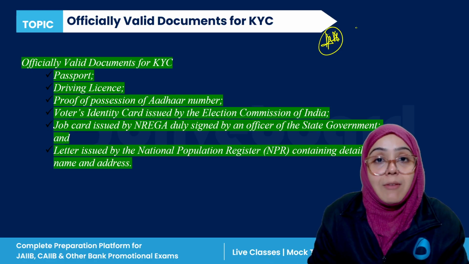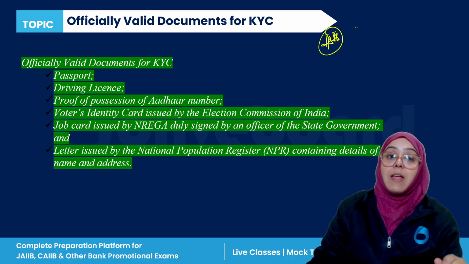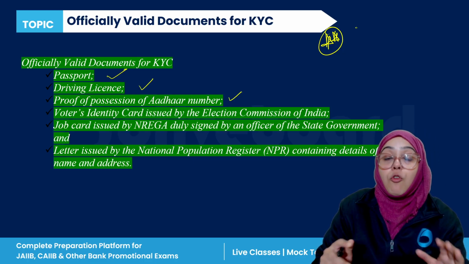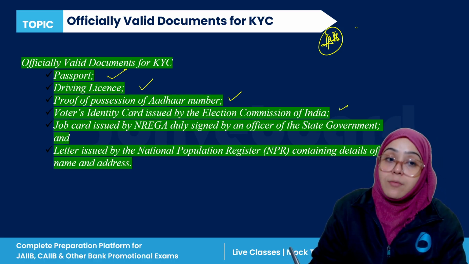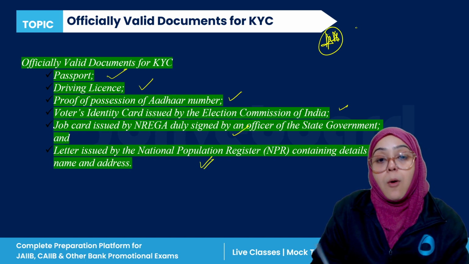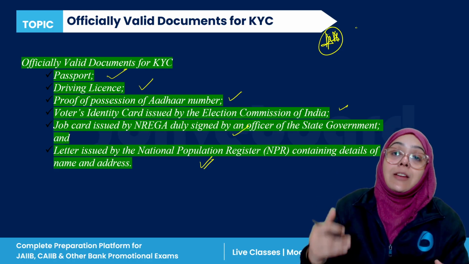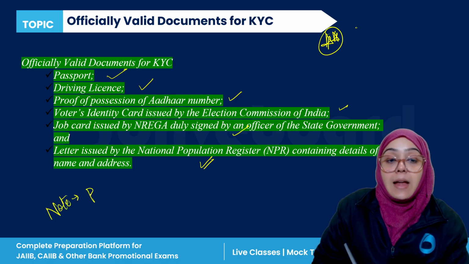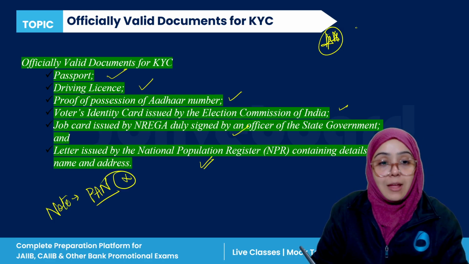So if we talk about the officially valid documents for KYC, we have to present our passport, our driving license, the proof of possession of Aadhaar number, voter identity card issued by the Election Commission of India, job card by NREGA. There is a letter issued by the National Population Register which contains the name and address. So these are all the officially valid documents for the KYC, and it is very important to note that PAN card is not included in the officially valid documents for the KYC purpose.